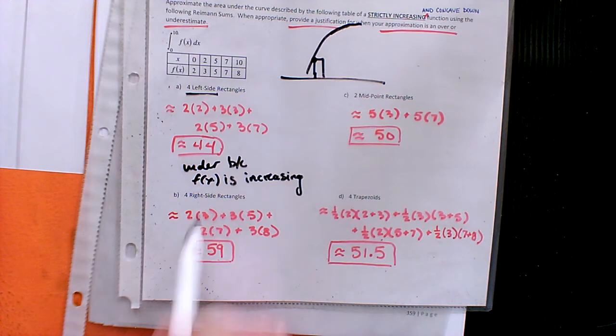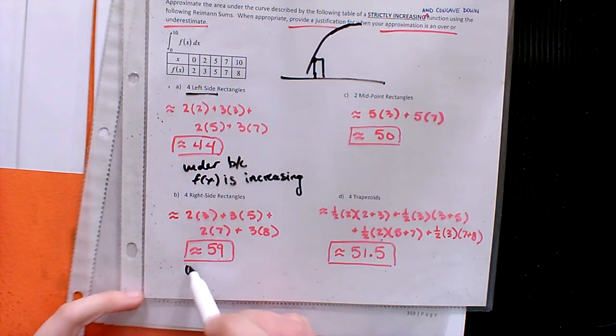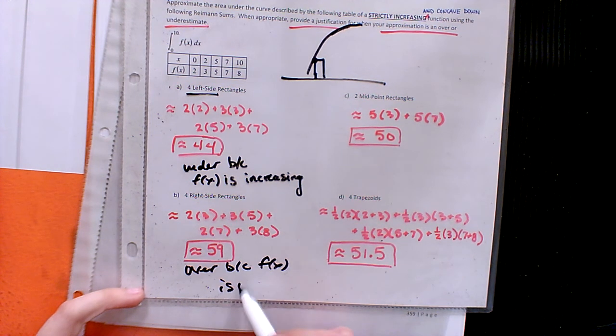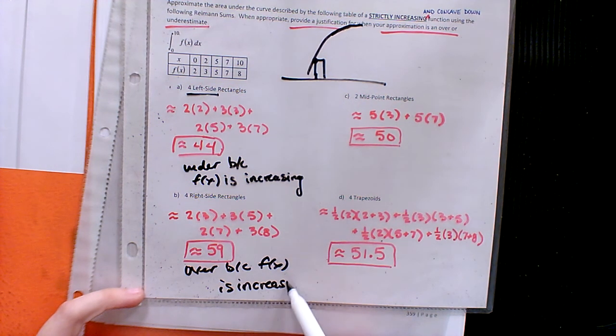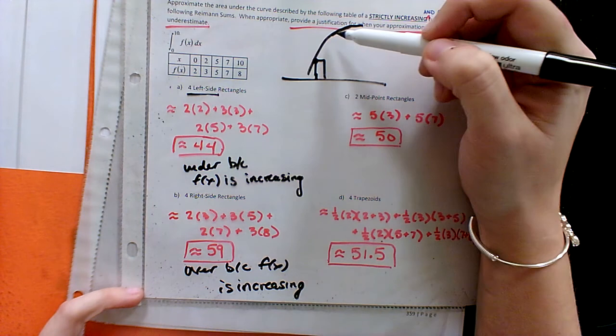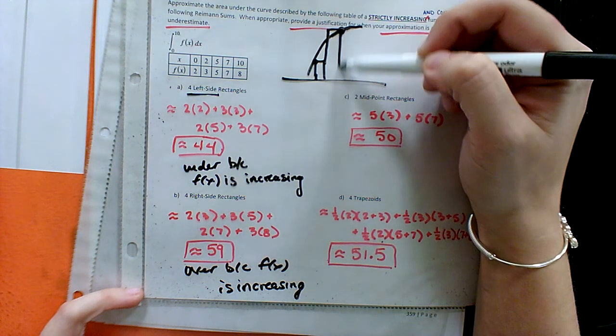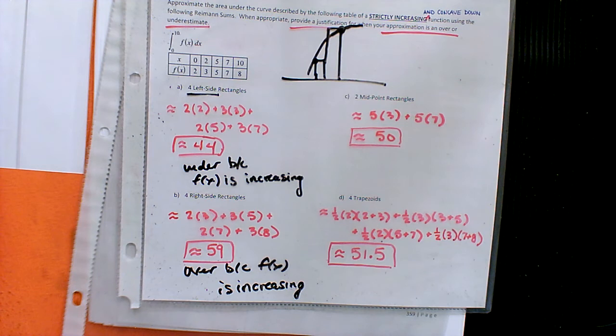All right, what about a right endpoint? Over, because f of x is increasing. Okay, so if you try to draw in a right endpoint, notice how that would be an overestimate.